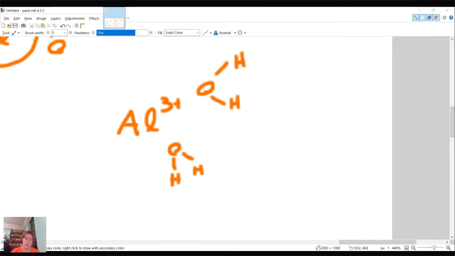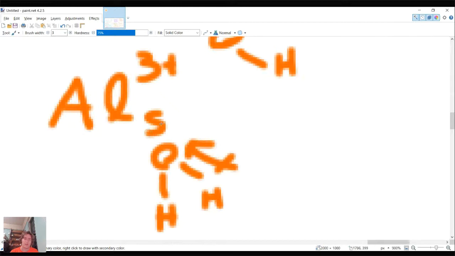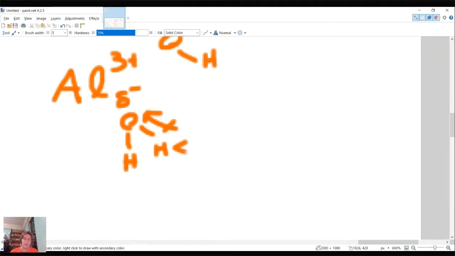What do you know about polar bonds? There's a partial negative charge on the oxygen, because this bond is polar. It has a partial negative here and a partial positive here. So there's an ionic attraction here.